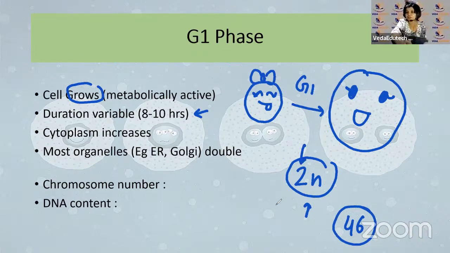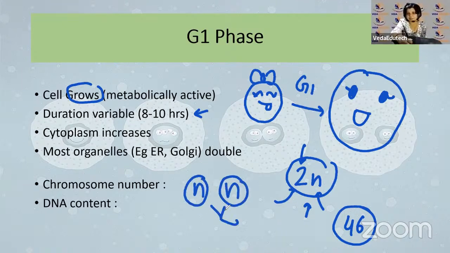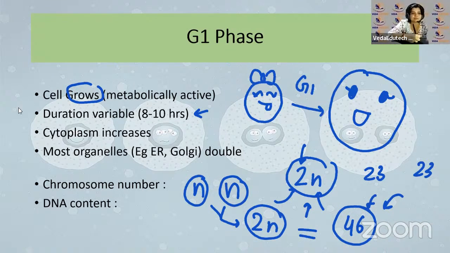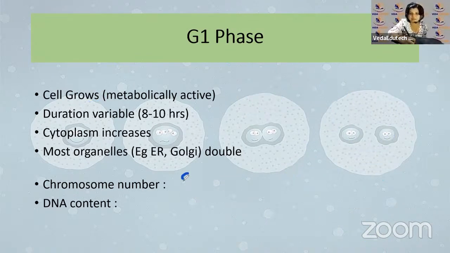Why 46? Why 2n? It's because half of your chromosomes are from your mom, half are from dad. n number of chromosomes from mom, n number of chromosomes from dad. So when we write them combined, we write 2n. 2n for you, for me, for all humans is 46. 23 chromosomes from mom, 23 from dad, which adds up to 46. So all of us have 46 chromosomes. Chromosome number here will be 2n.